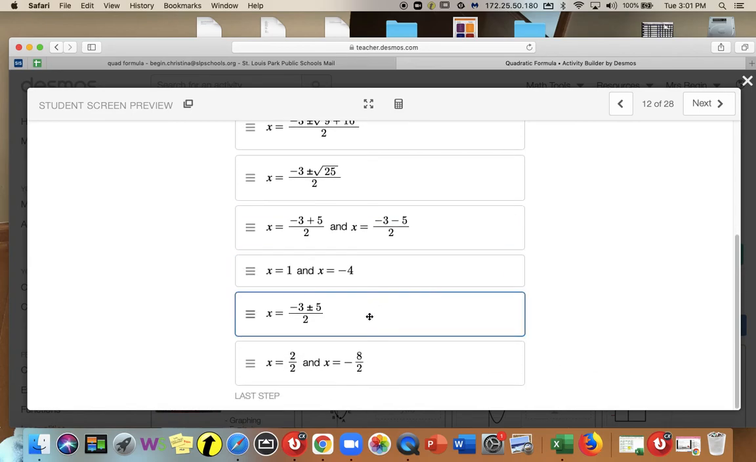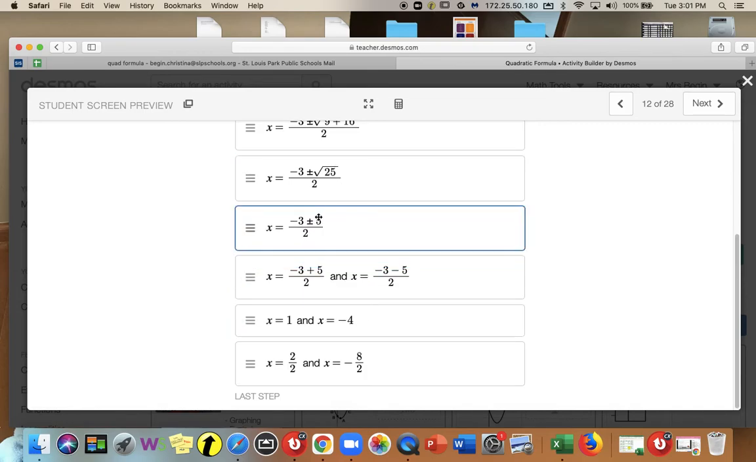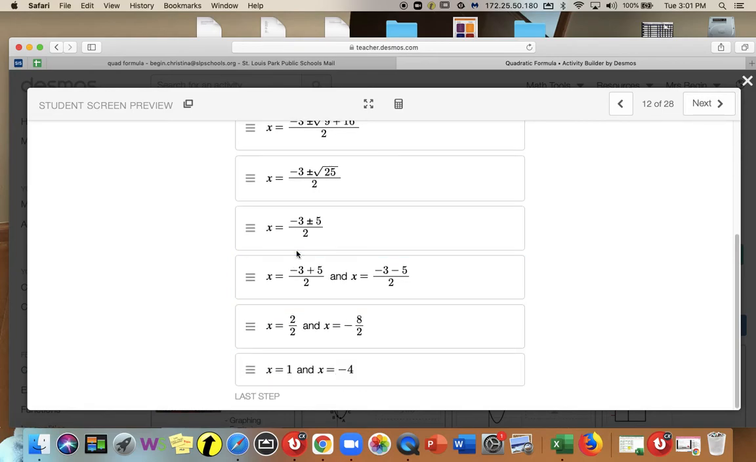Oh, I skipped one step, I'm sorry. The square root of 25 is 5. Then we break it up, and then we simplify. So the top of the fraction is negative 3 plus 5, which is 2. 2 divided by 2 is right here. Negative 3 minus 5 is negative 8. Negative 8 divided by 2 is right here. And then we solve it. So notice the answer is x equals 1, x equals negative 4, and that's where our quadratic would cross. And that's why we have the plus or minus there, because oftentimes these quadratics hit the x-axis twice.